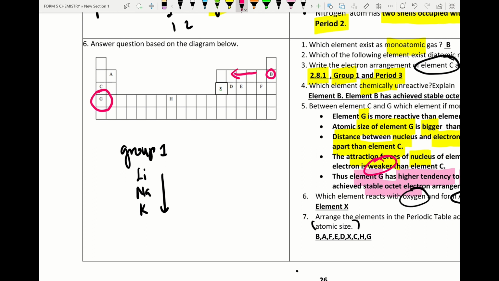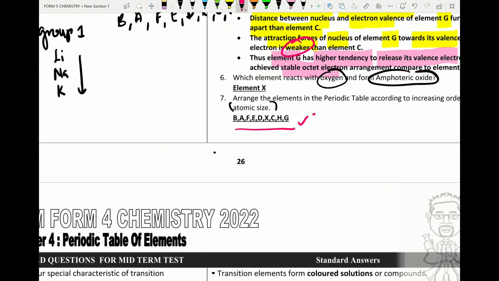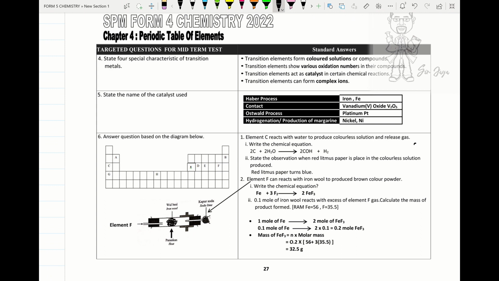So we go this way, the second will be this one and become here. So the third one will be here, then this one bigger. So the element B is the smallest, then following A, F, E, D, X, C, H, and the last one will be G. Alright, so the answer is given here. Please do more revision. And alright, so we move on to the next part.